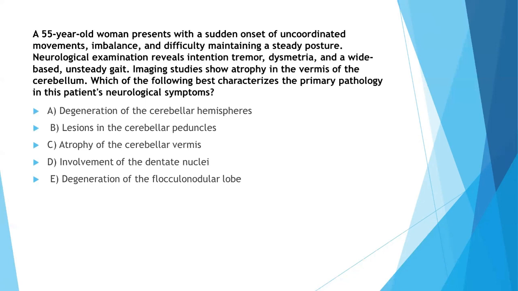Which of the following best characterizes the primary pathology in this patient's neurological symptoms? So the options are degeneration of the cerebral hemisphere, lesions in the cerebral peduncles, atrophy of the cerebral vermis, involvement of the dentate nuclei, or degeneration of the flocculonodular lobe. This is a pretty easy question.